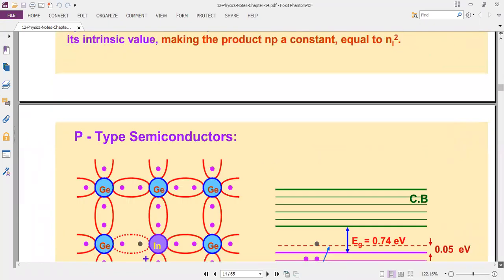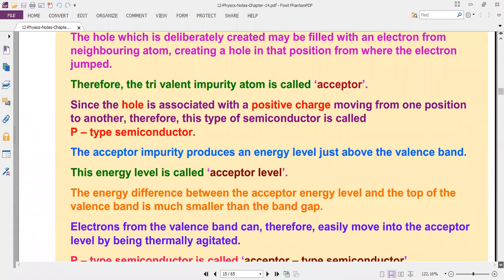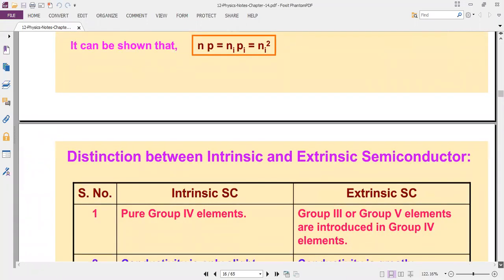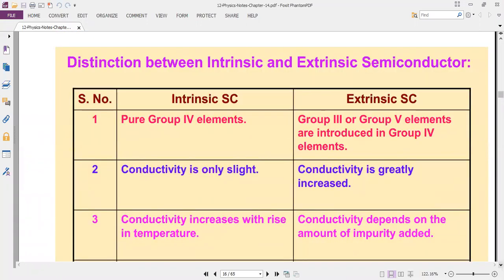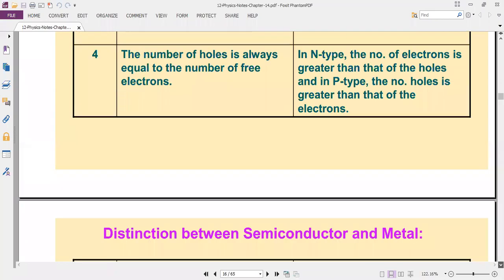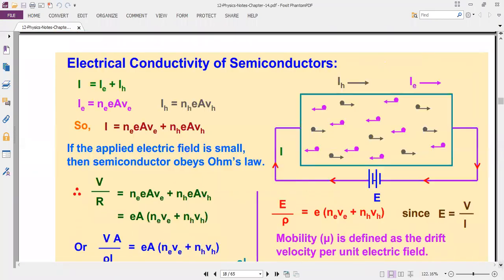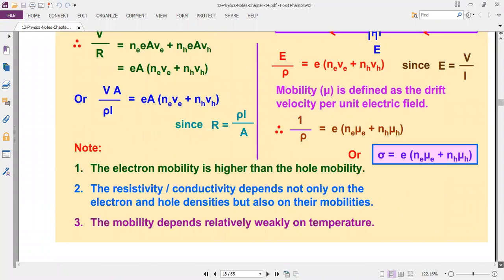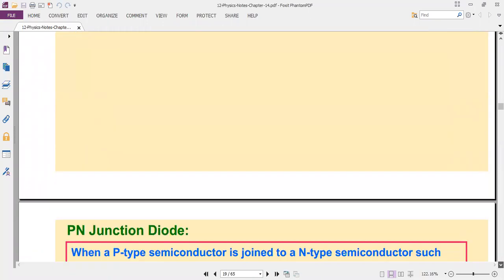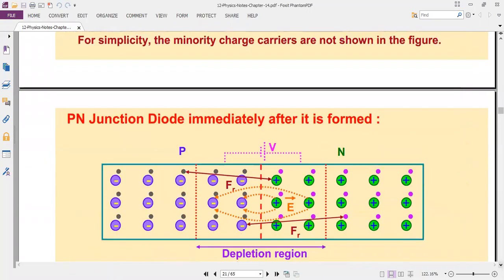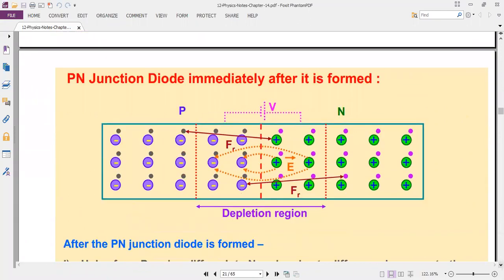Next, reverse bias means the positive side of the PN junction is connected to the negative terminal of the battery, and the N side is connected to the positive terminal. When it is connected like that, it is called PN junction reverse bias.